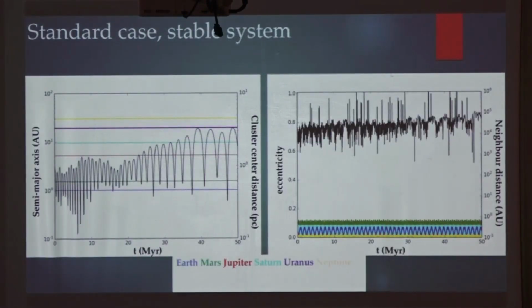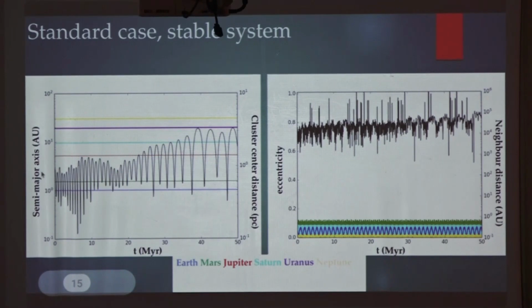But before going into that, I'm going to describe this plot. Although it seems relatively difficult, it is not. So, on the right y-axis of the left plot, we have the cluster-centered distance. This means that this black line is the distance of the planetary system inside the star cluster, going farther out.